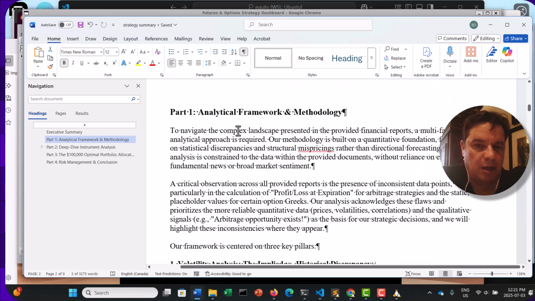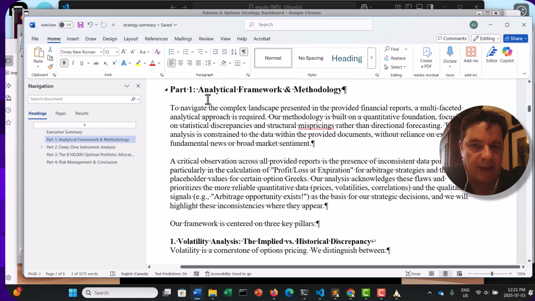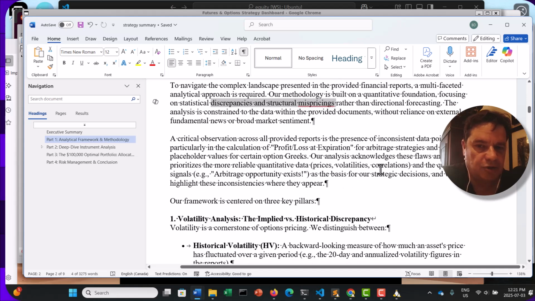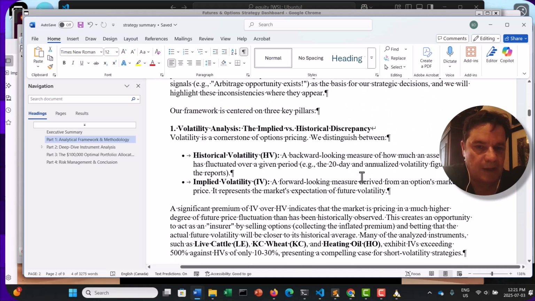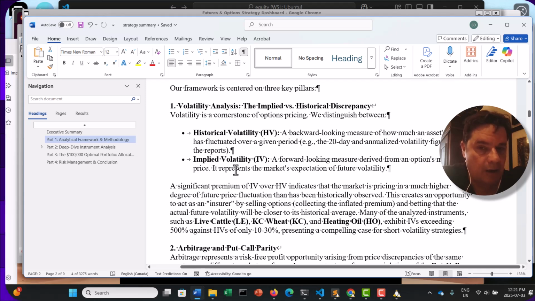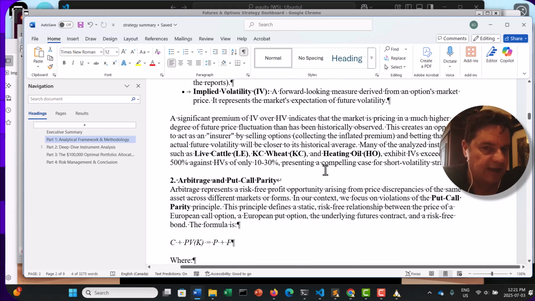All right, so here's the first part, the analytical framework. It's kind of trading on these discrepancies, structural mispricing. So it's using maybe volatility analysis, historical or implied volatility. That's why you see that feature, because that's what this summary is suggesting.